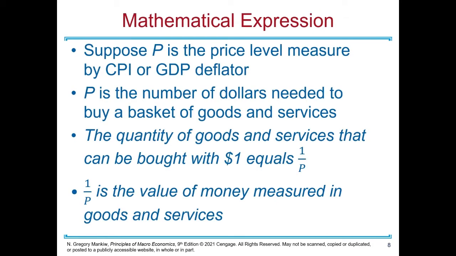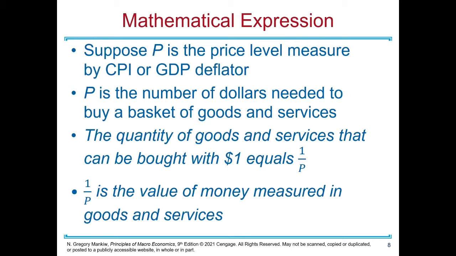Let's look at a mathematical expression for this. Suppose P is the price level measured by the CPI or the GDP deflator. P is the number of dollars needed to buy a basket of goods and services. So if there's a basket, say of ice cream, chicken, burgers, and it costs $20, P is going to be 20. The quantity of goods and services that can be bought with $1 equals 1/P. That is, the basket costs $20 and I only have $1. That $1 can buy me roughly 1/20th of the basket. So 1/P is the value of money measured in goods and services.